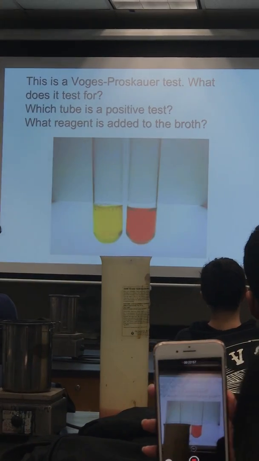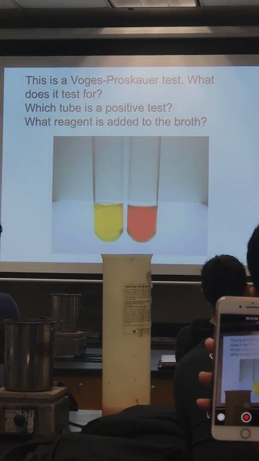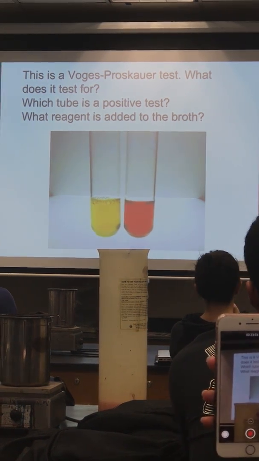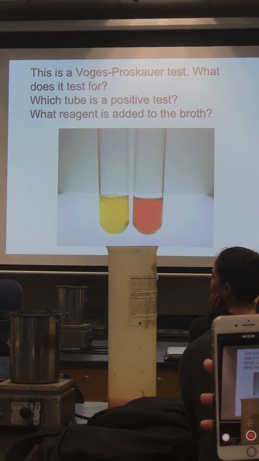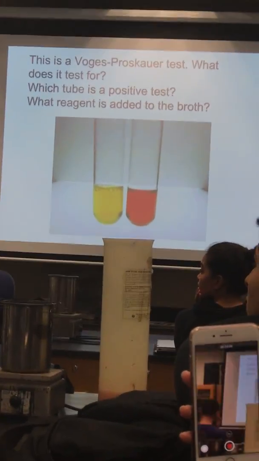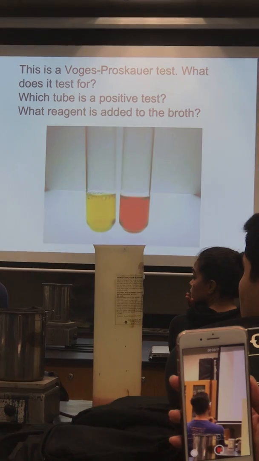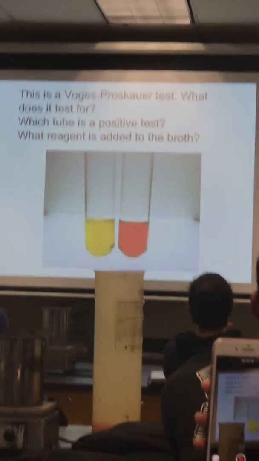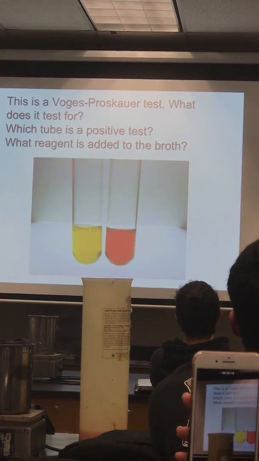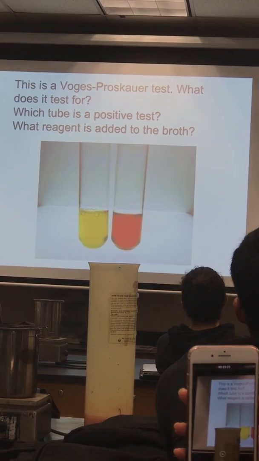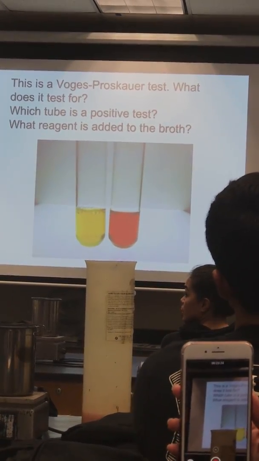Okay. Oh, I do have a VP test in here. So what does the VP test for? Well, you're testing for acetoin, but what is that telling you? Non-acidic byproducts of glucose fermentation. Okay? Which tube is a positive test?